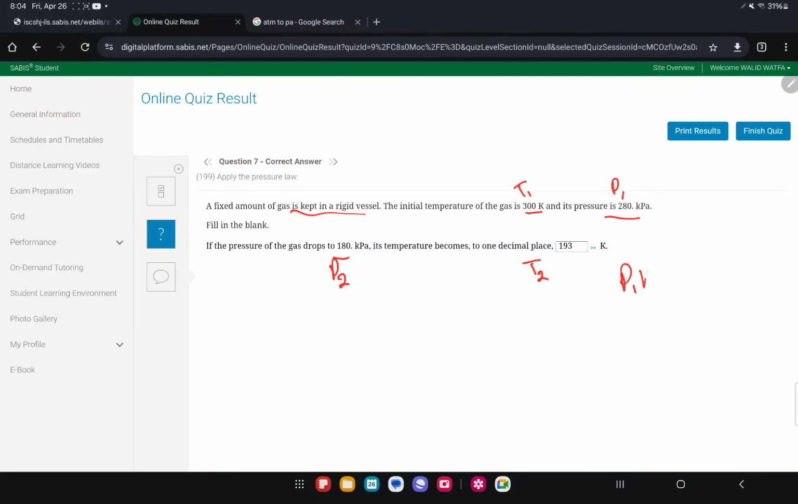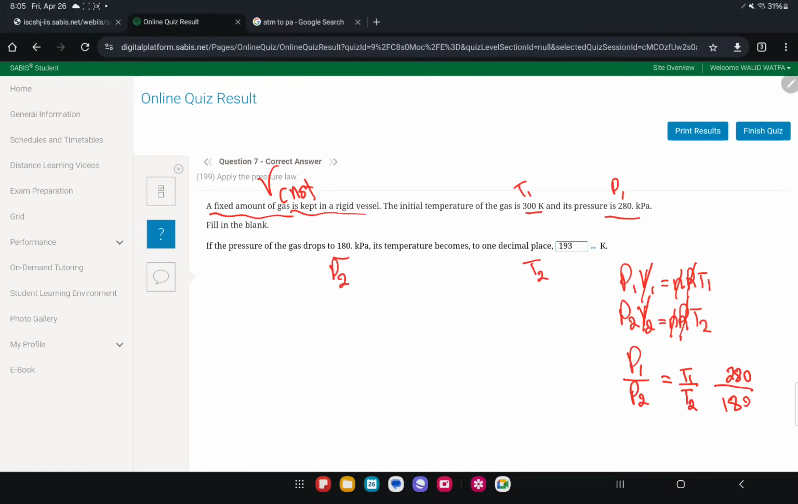Okay, again, we can use P1 V1 equals nRT1, P2 V2 equals nRT2. R with R, n with n. A fixed amount of gas. Since we're saying fixed amount of gas, that means the volume is constant, right? Constant volume, so cancel V with V. So you're going to get P1 over P2 equals T1 over T2. P1 is 280, P2 is 180, equals T1, which is 300, over T2, which is 193.